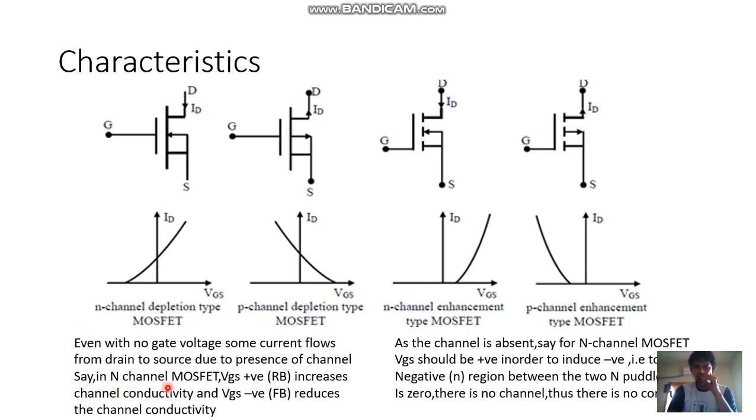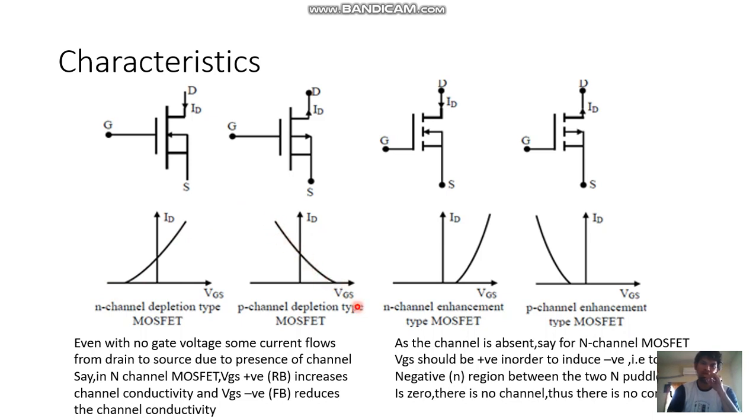So even with no gate voltage, some current flows from drain to source due to the presence of a channel. When VGS is positive, the channel increases. When VGS is negative, the channel conductivity reduces and it becomes 0 at one point. So for an N channel you will get the curve like this. If it's a P channel, we will get the curve the opposite way.